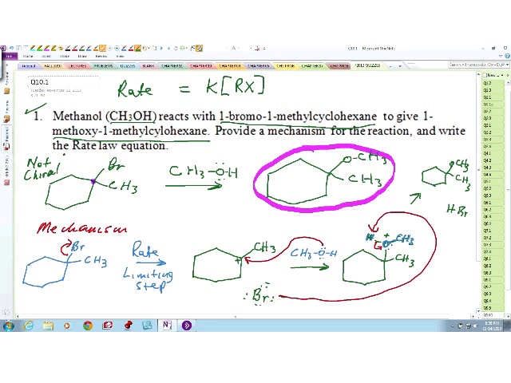Yes, go ahead. You cannot do stereochemistry here. You cannot do stereochemistry here, because this is not a chiral molecule.